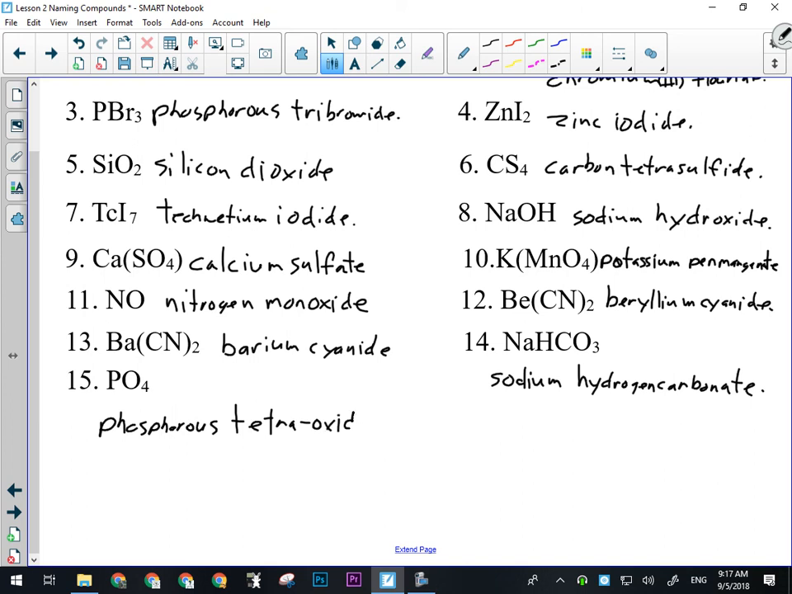If it was in a compound, what's the charge on phosphate? -3? Yeah. Okay, so if it was in a compound, it would look like this. Then we would say this is magnesium phosphate. So if it's not in a compound, we name it like its own compound. If it's in a compound, we name it like an ion. All right, everybody all right with that? Okay.